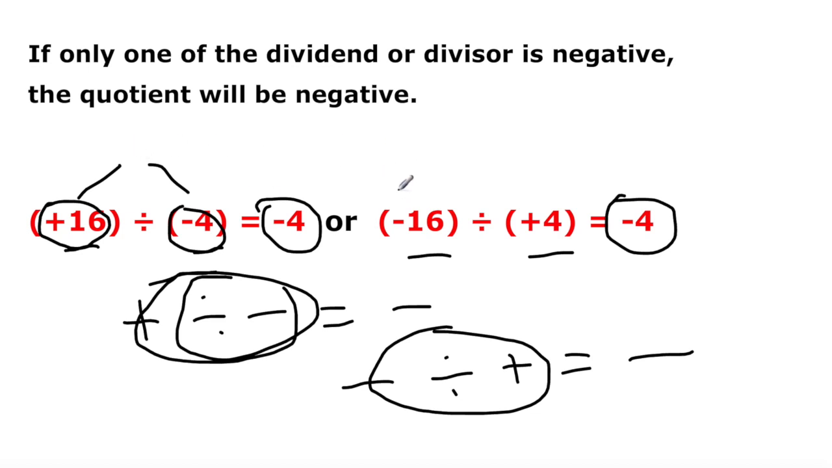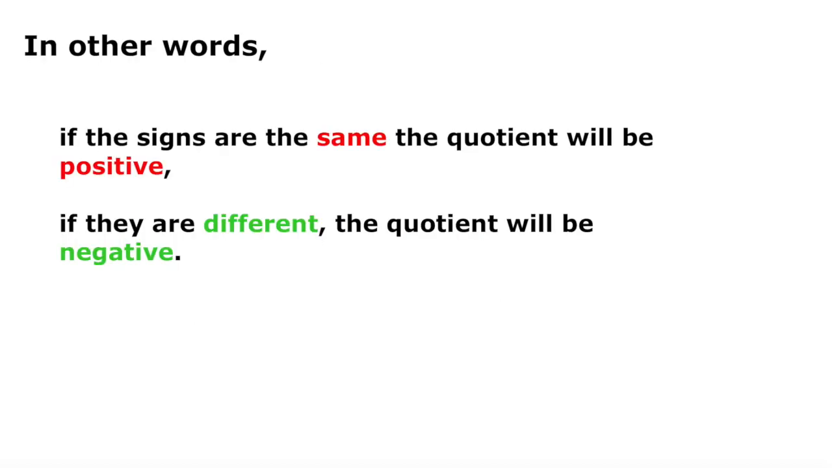All right, people? So, we've got this already from multiplication. This is nothing new, okay? So, write this down, take down these examples, and in other words, if the signs are the same, the quotient will be positive. If they are different or unlike signs, the quotient will be negative. Okay, so different, negative, the same, or like signs, positive.